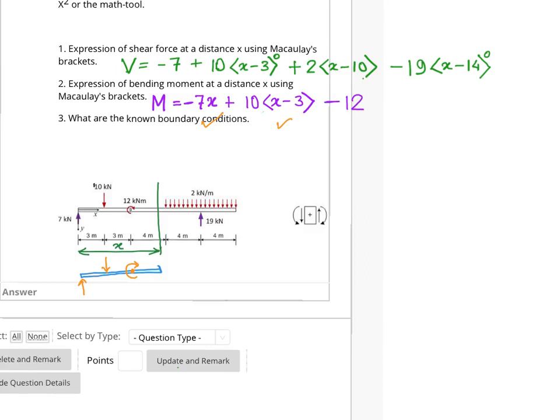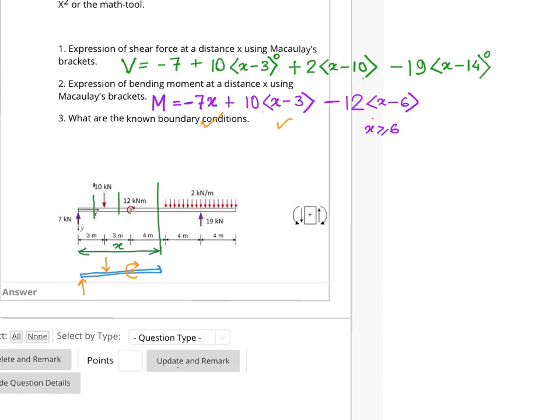But if we just leave it here as minus 12, that means it is valid for any x. So when x is less than 3, 12 would still be there. When x is say 5 meter, then 12 is still there. So we need to correct that. We can use a Macaulay bracket, saying 12 with x minus 6, so that this third term only comes into the picture when x is more than or equal to 6 meter.